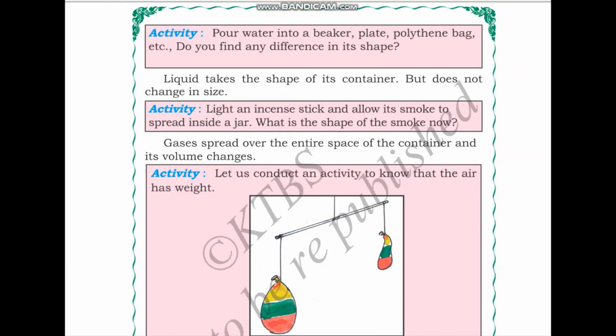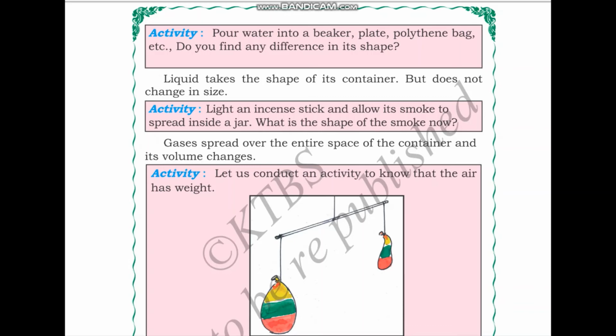For the next activity, you need to pour water into a beaker, on a plate, into a polythene bag, etc. Did you find any difference in the shape? So, if you pour water from a water bottle to a cup, you can see that it was in the shape of the bottle first. Then when you pour it into the cup, it becomes the shape of the cup. If you put it into a plate, it will become flat. If you pour it into a polythene bag, it will occupy the same shape, etc.